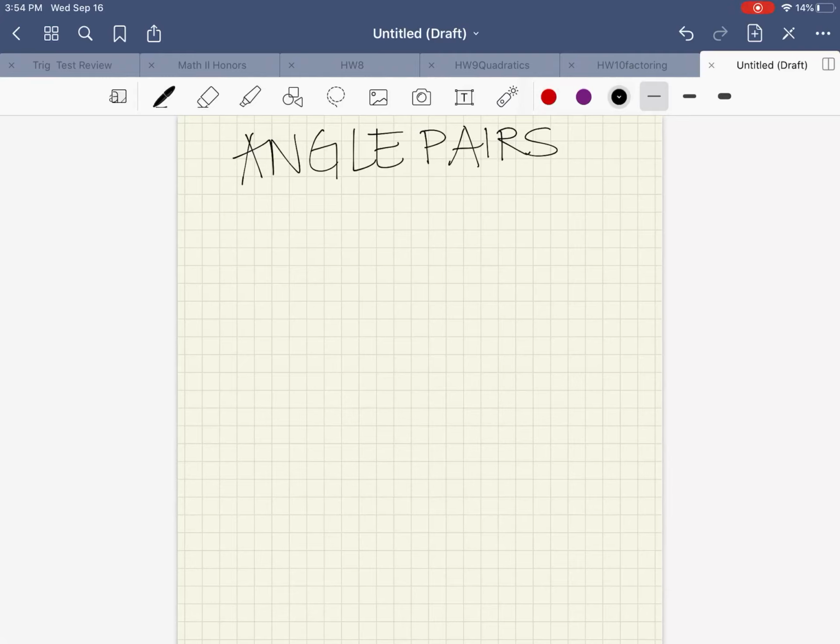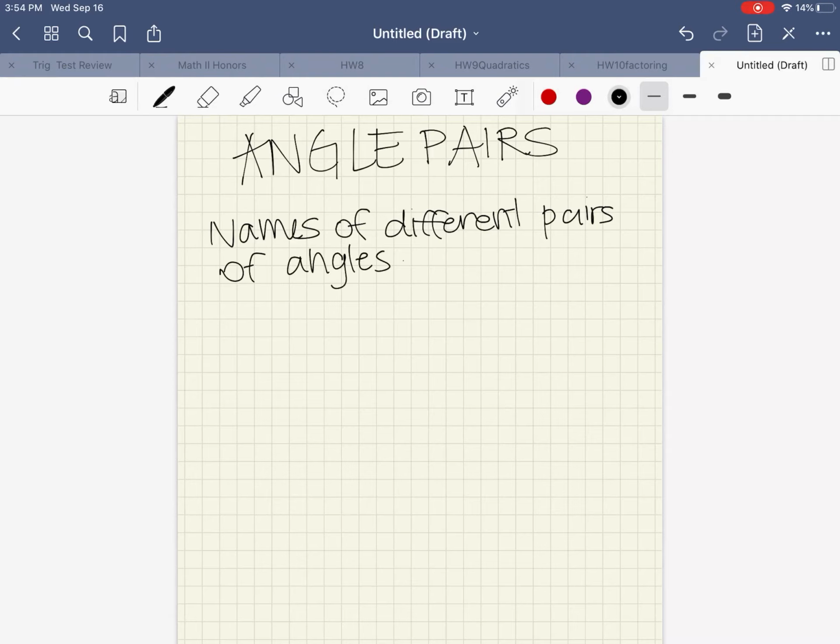So for this unit, we're first going to talk about different kinds of angle pairs. Angle pairs are just the names we give to different pairs of angles, I suppose. That's the best way to put it. There's a couple of different ones.